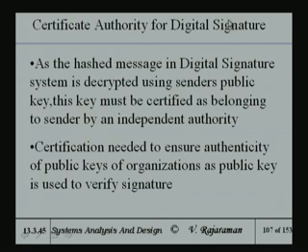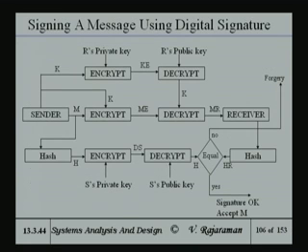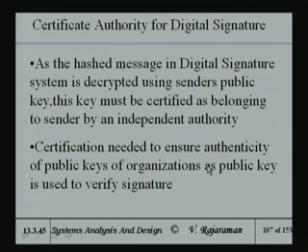As the hash message in a digital signature system is decrypted using the sender's public key, the signature also depends upon the sender's public key. In other words, I am decrypting using the public key of the sender. So if the sender's public key is publicized, you should be sure that the sender in fact does have this public key, okay, and so there must be some certification authority. This key must be certified as belonging to the sender by an independent authority.